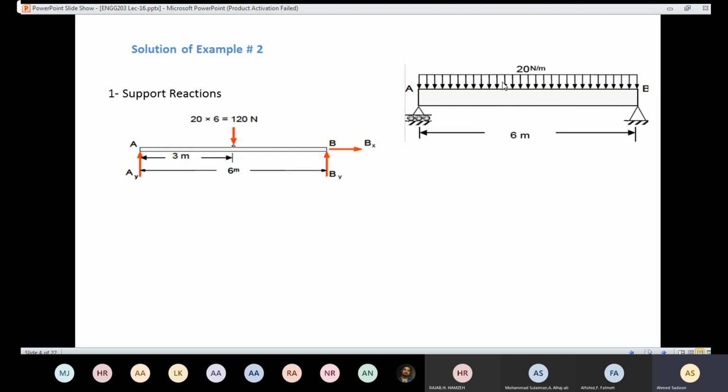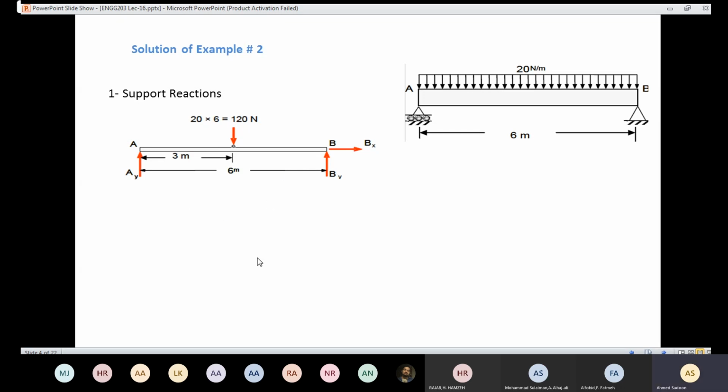Then we need also to get the equivalent for the rectangular distributed loading. Here we have the rectangular distributed loading. We need to convert it to a single resultant force. And in order to do that, we need to multiply by the area under the diagram. The resultant force is going to be 20 times 6, which is 120 Newtons.